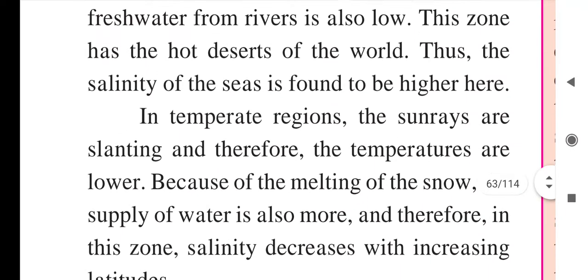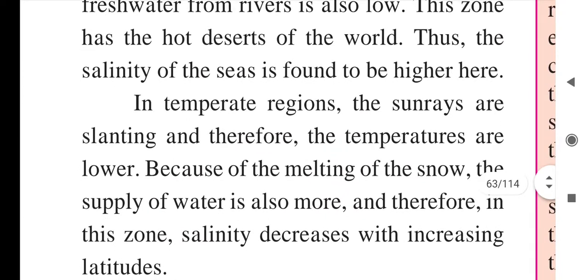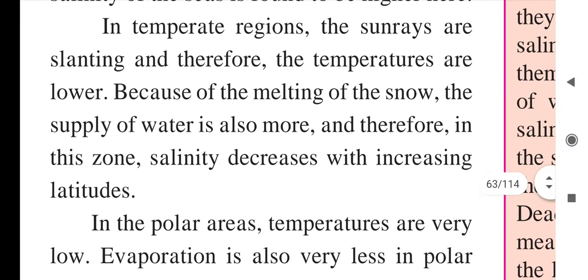In temperate regions, the sun rays are slanting and therefore the temperatures are lower. Because of melting of snow, the supply of water is also more, and therefore in this zone salinity decreases with increasing latitude. So here it is saying that in temperate regions, meaning this region, the sun rays are slanting, and due to that and due to the melting of the snow, water supply is more in this region. So that is the reason for the decrease in salinity.